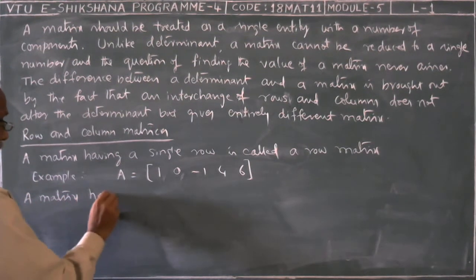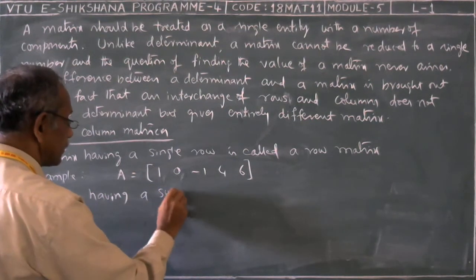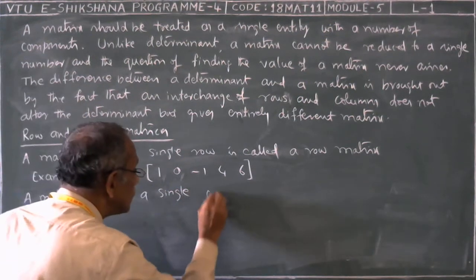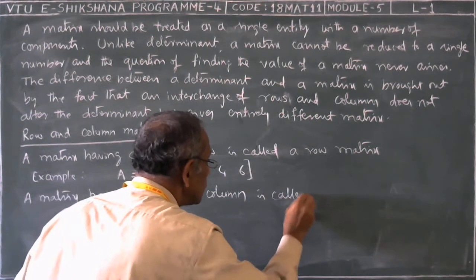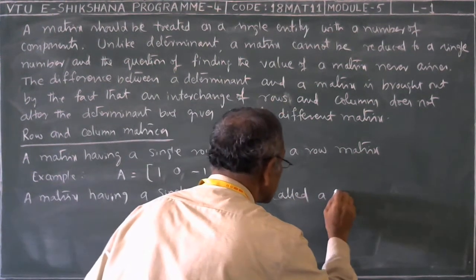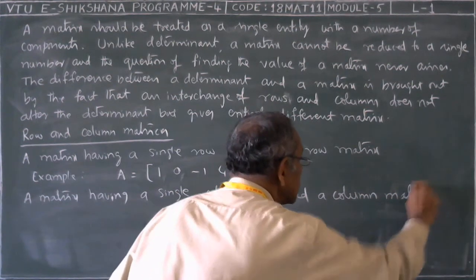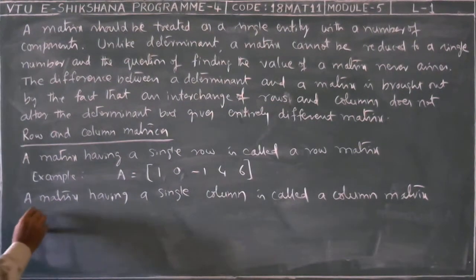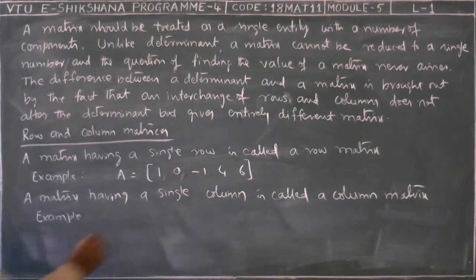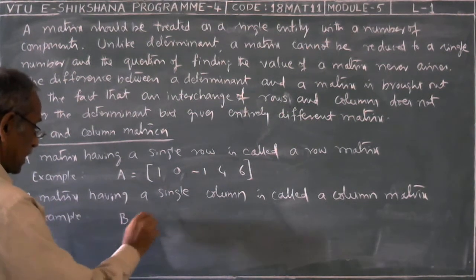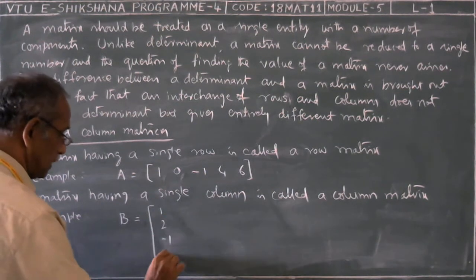is called a column matrix. Example, matrix B is equal to 1, 2, minus 1, 4.